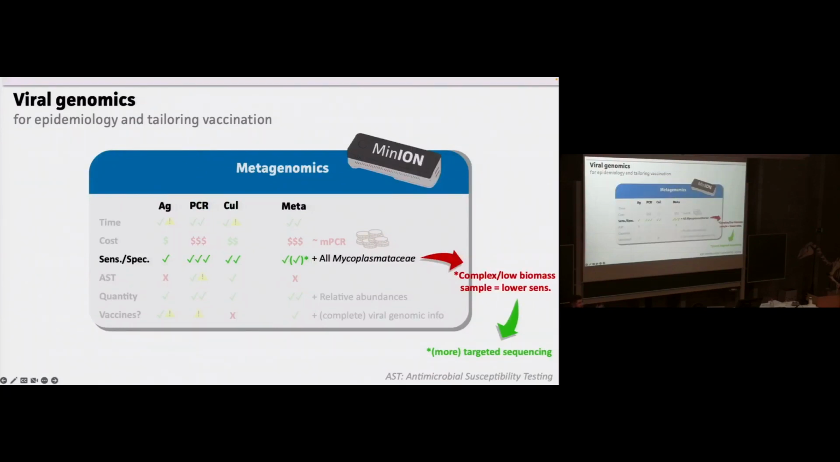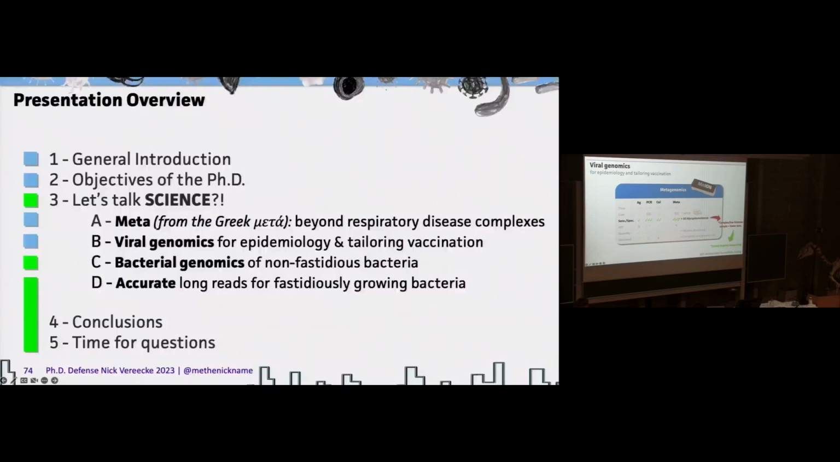Now, that's why I changed this table a little bit, one little step back. It's a very good approach, but we have to think about the complexity of the sample, but also if it's a low biomass sample, we might have to consider using a more targeted sequencing approach to get the information that we want. So we also have to think about the disadvantages of the technology.